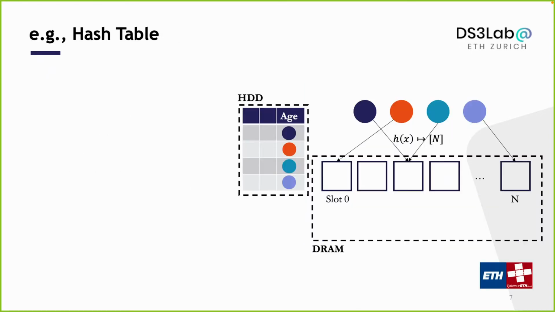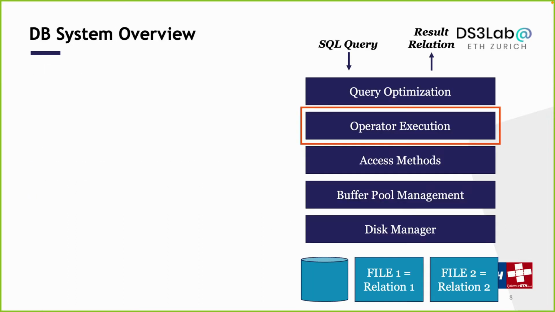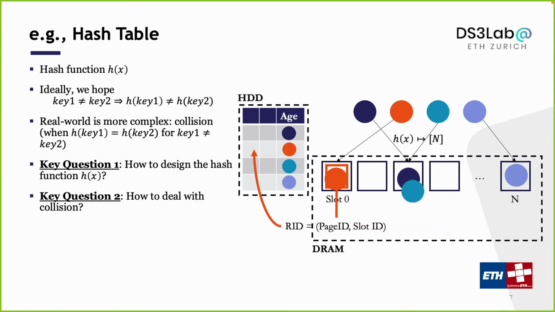So this is actually something that we have been talking about last time, right? For example, you could build a hash table over your relation. One thing you could do is hash all those values into different slots inside your hash table, and then for each slot, put there the record ID, which is a pair of page ID and slot ID, pointing to the original tuple. Once you have this, you can start to do lookup using this hash table as one of your access methods.